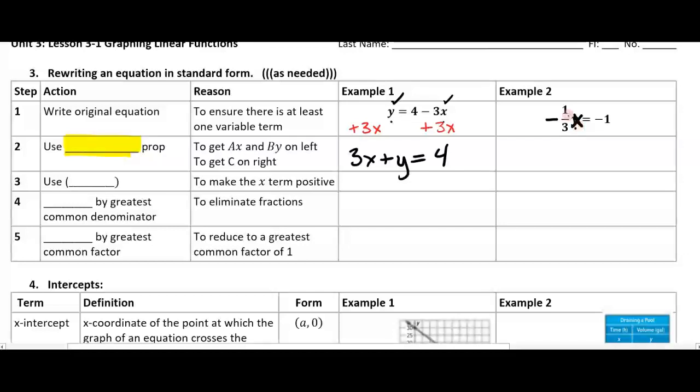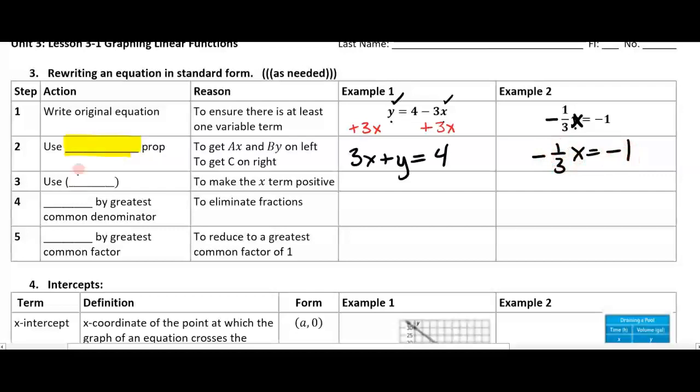All right. So my x term's on the left already. That's good. Negative 1/3 x. My constant is on the right. So my x term and y term, if any, are on the left, and my constant's on the right.